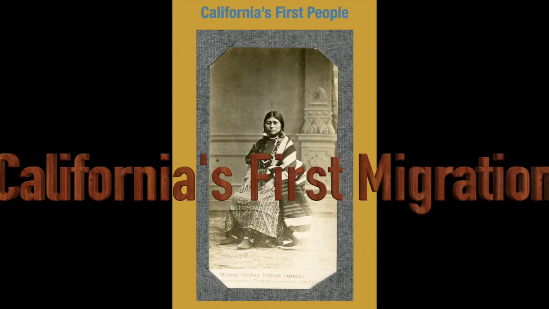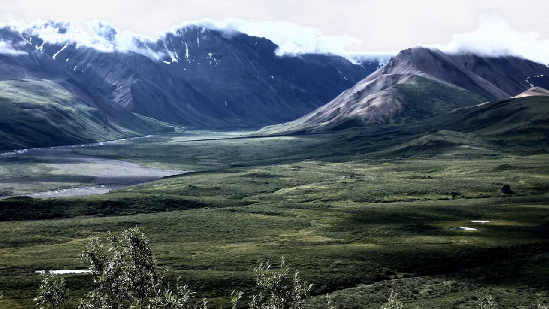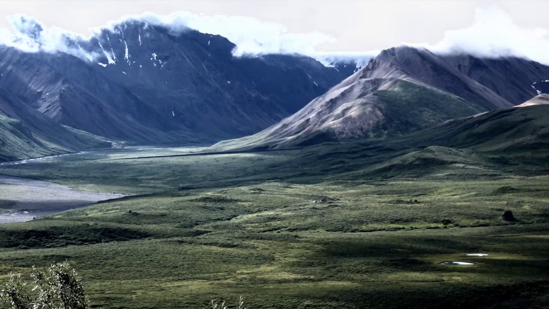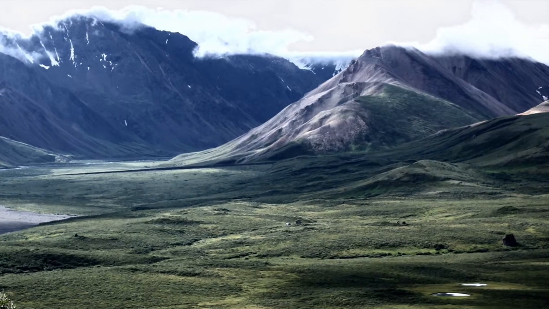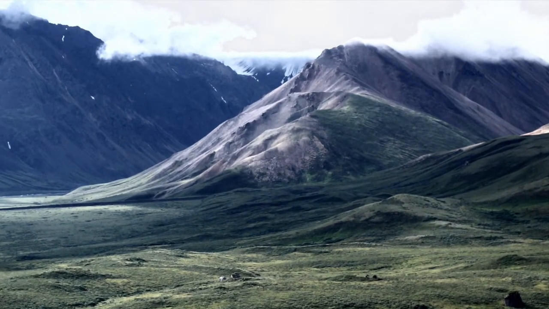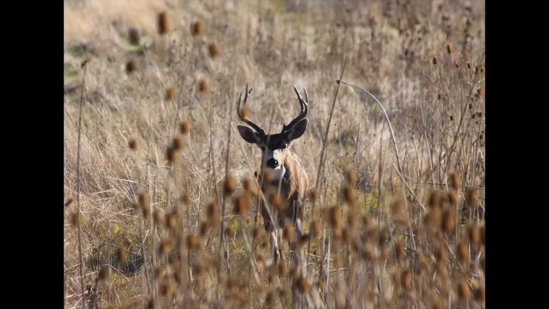California's first people might have arrived as early as 20,000 years ago. Pre-European contact estimates indicate that their population may have been as high as 700,000, the highest population density in what is today the United States. Our first people found food plentiful. You might say California was their Garden of Eden.